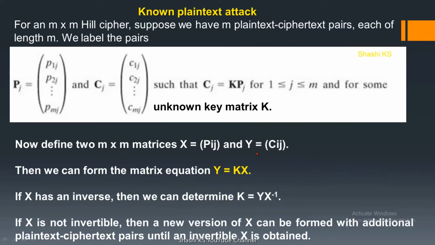plain text pairs and Y is the set of all the ciphertext pairs, and a matrix equation can be formed as Y is equal to KX, where Y represents the matrix for your ciphertext and X is the matrix for your plain text. So if X has an inverse, then we can determine the key as K is equal to Y into X inverse. Or if the matrix X is not invertible, then a new version of X can be formed with additional plain text ciphertext pairs until an invertible X matrix is obtained. So this is how we can see that Hill cipher is more susceptible to a known plain text attack.